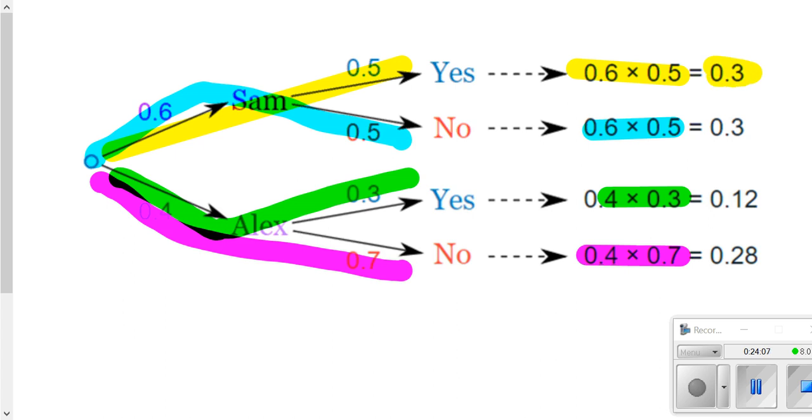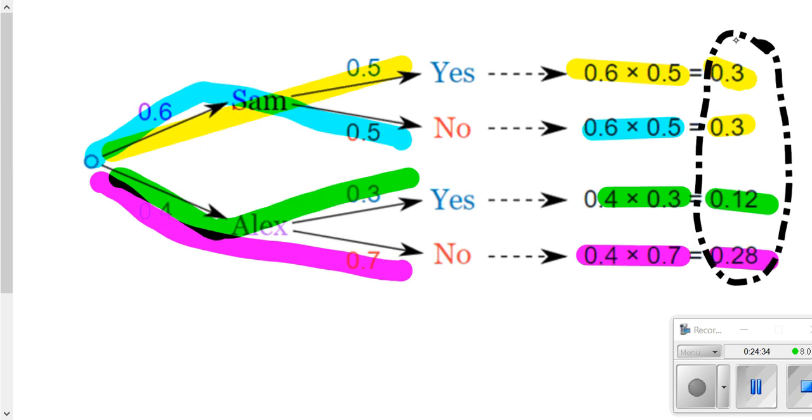So this 30% means there's a 30% chance that Sam is the coach and I'm goalie. There's also a 30% chance that Sam is the coach and I'm not the goalie. There's a 12% chance that Alex is the coach and I'm the goalie. And there's a 28% chance that Alex is the coach and I'm not the goalie. Now, my question to you is, what should these numbers add up to?